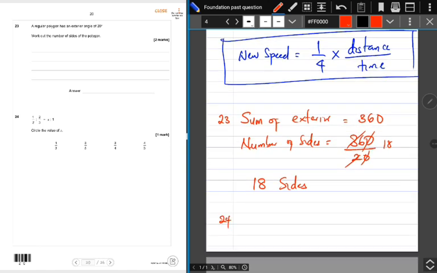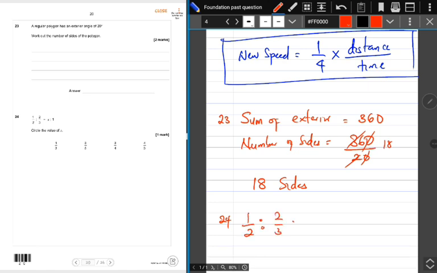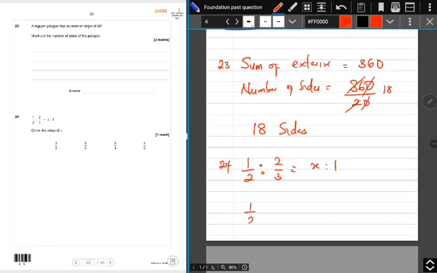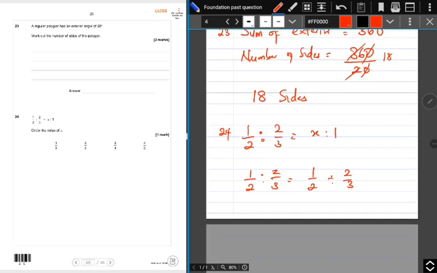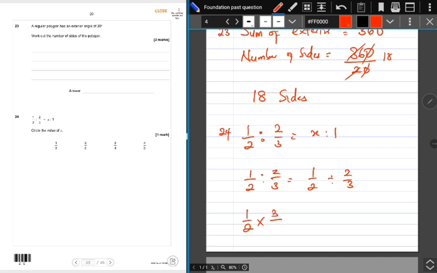Question 24. It says we have 1 over 2 ratio 2 over 3 equals x ratio 1. Find the value of x. So for us to find the value of x, this is 1 over 2 ratio 2 over 3, which I will write as 1 over 2 divided by 2 over 3. We can rewrite this as 1 over 2 times 3 over 2.